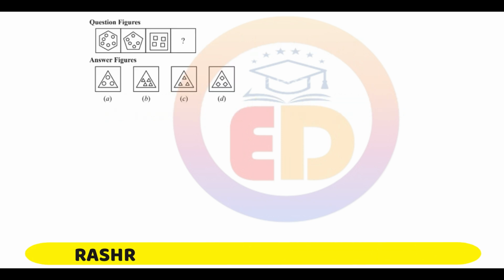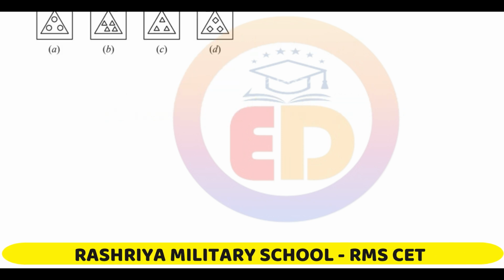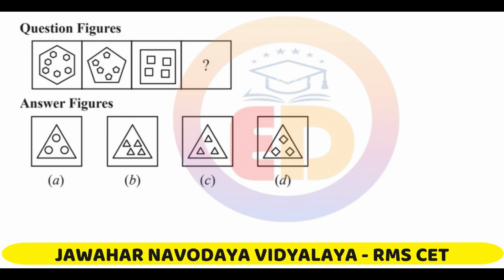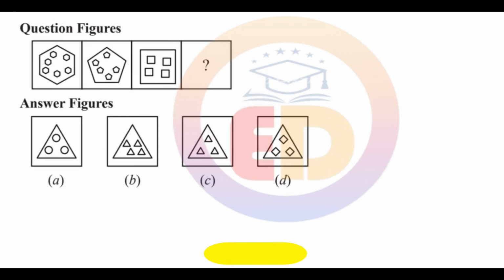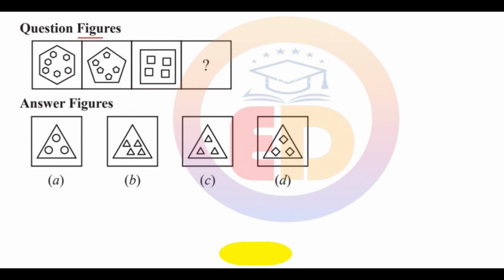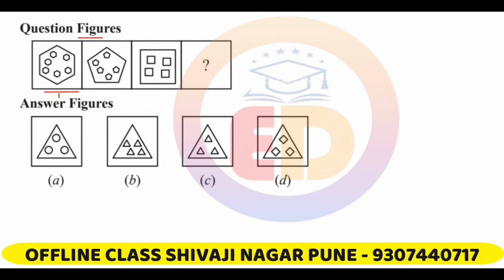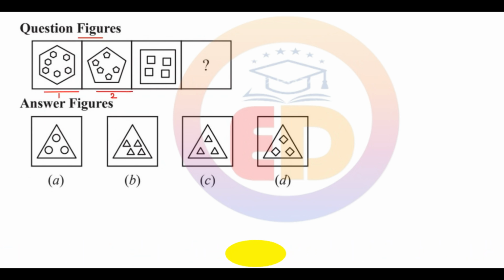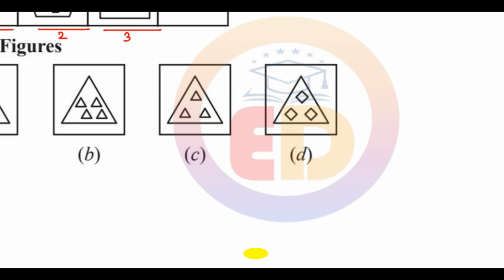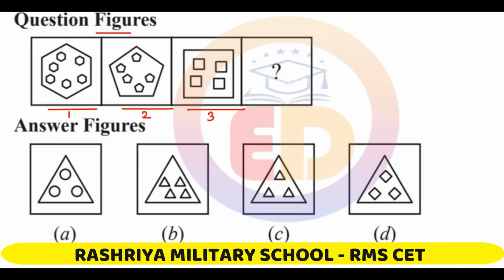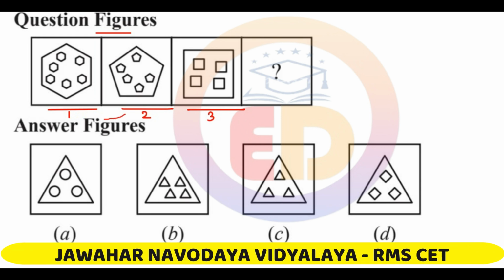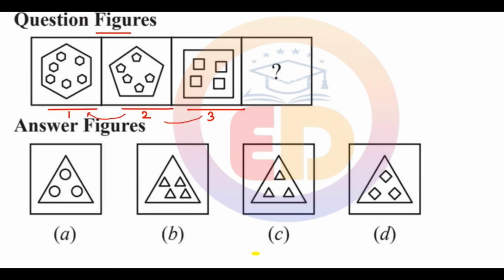Let's have an example here. As you can see here, we have been provided with question figures, and in question figures there are three figures: first, second, and third. Now if you closely notice, these figures are changing in every step. Second figure is different from first figure, and third figure is different from second figure.